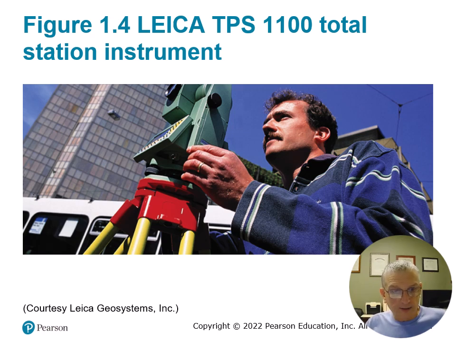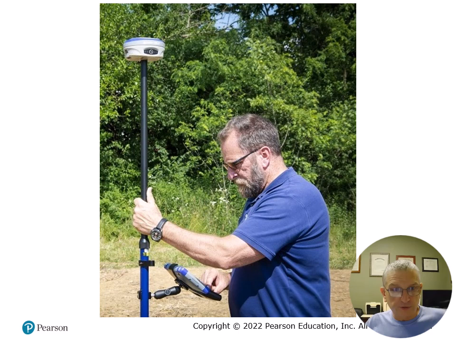And along those same lines, here is a GPS receiver. This is a Carlson BRX7 that someone is collecting a position on using their tablet. So that's the sort of things that we do.